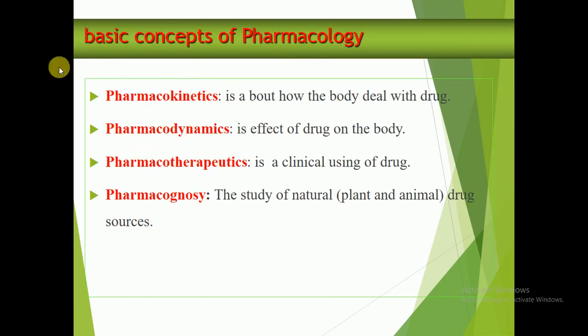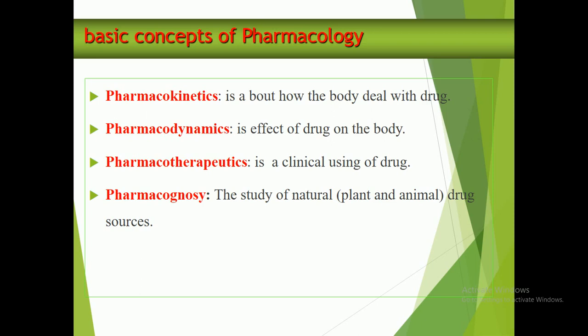Let's see here. These are some basic concepts of pharmacology. Pharmacokinetics can be represented by PK. Pharmacokinetics is about how the body deals with the drug, or what the body does with the drugs.